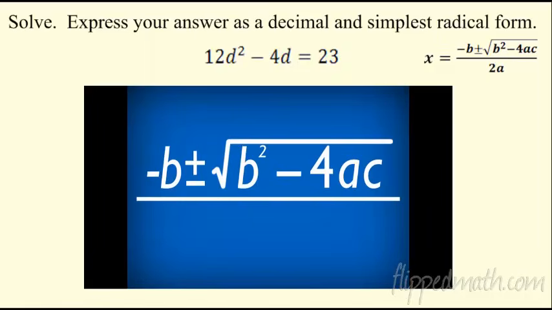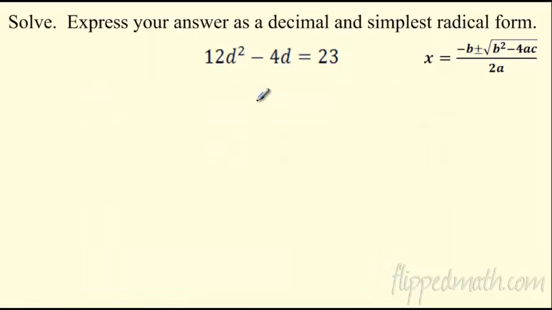And let's go ahead and use it to solve this one. So, just like everything else, if I was doing it by factoring or graphing, I have to set this equal to 0. So the first thing we're going to do is always set these equal to 0. Whatever you do to one side, you got to do it to the other. So remember, I'm splitting this up. I'm looking at really 12d squared minus 4d minus 23 equals 0.